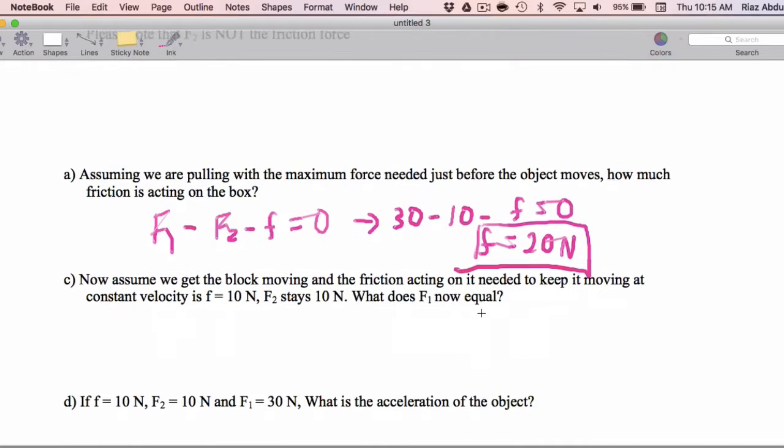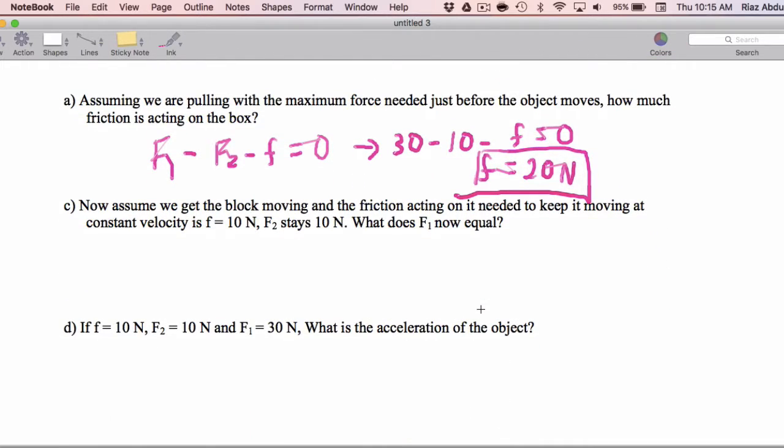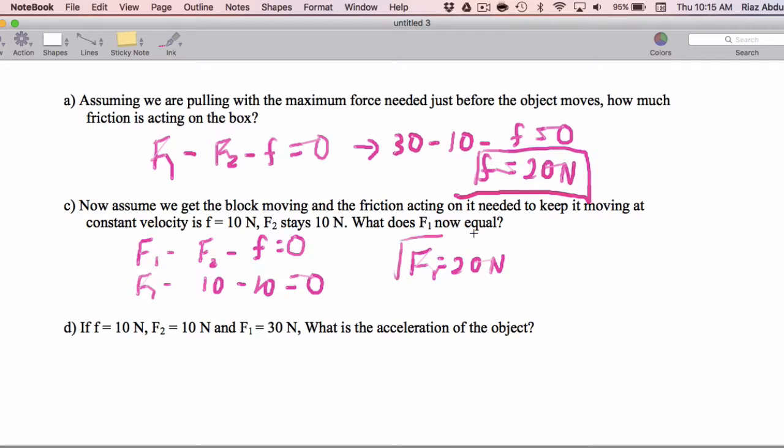Now, we get the block moving, friction acting on it is 10 newtons. We want to know what F1 equals, so we've changed up our forces. So it's actually a very similar equation since we're going horizontally. So we're going to have F1 minus F2 minus the friction, again, we're balancing horizontally, equals 0. Now we have F1 minus 10 equals 0. And that's going to give us an F1 equal to 20 newtons.